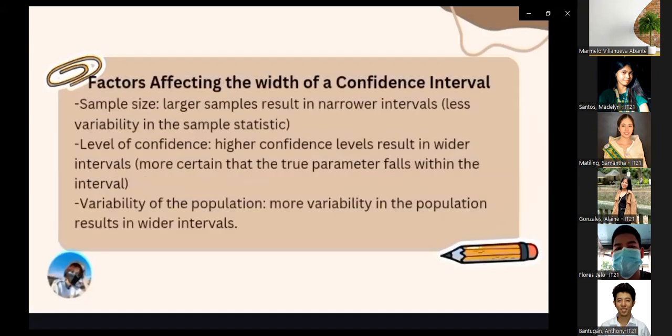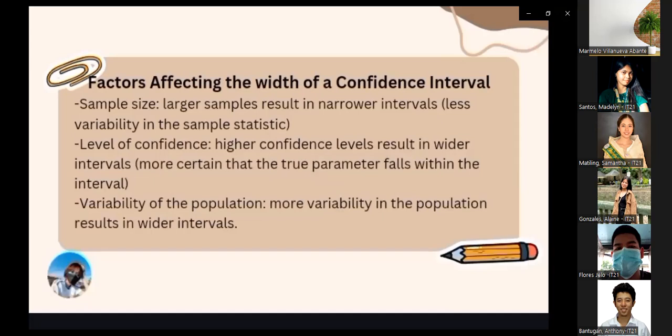Moving on to the factors affecting the width of a confidence interval. The width of a confidence interval is influenced by several factors. First is the sample size. Larger samples result in narrower intervals because there is less variability in the sample statistic. As the sample size increases, the sample mean becomes a more accurate estimate of the population mean, resulting in a narrower confidence interval.